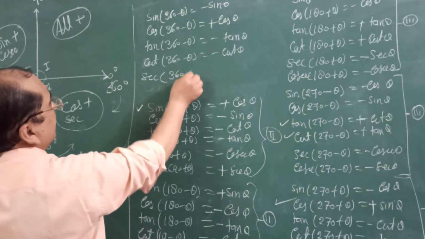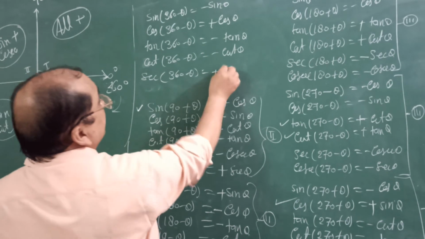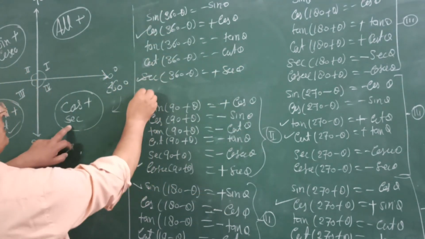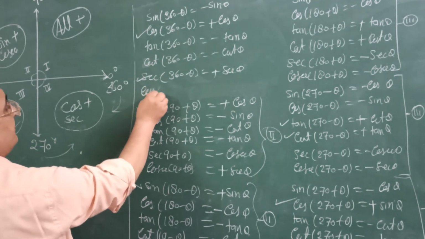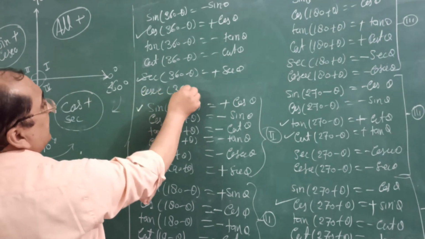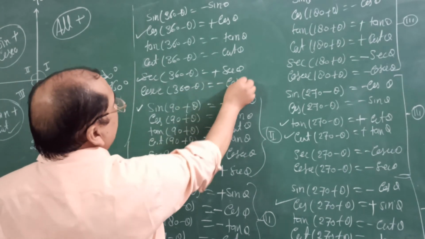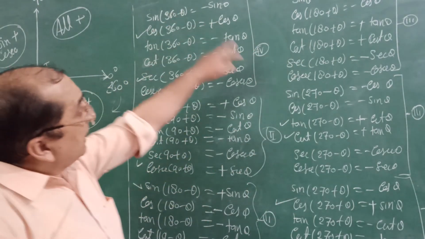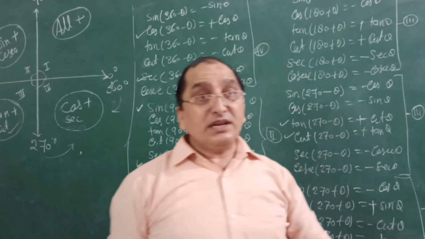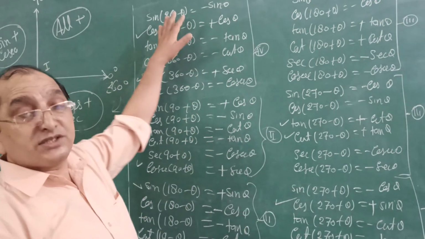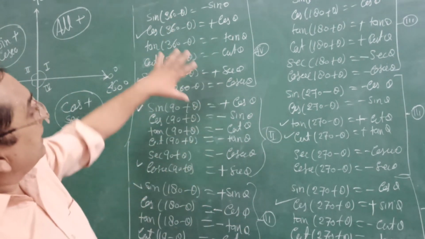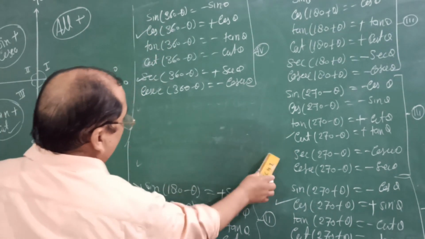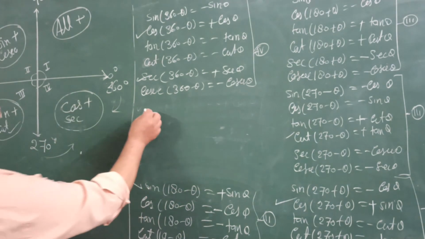Sec 360 minus theta equal to plus sec theta, because in the fourth quadrant cos and sec are positive, and cosec 360 minus theta equal to minus cosec theta will come. This is also the fourth quadrant. Now see, the fourth quadrant came 2 times. Only one is left, and the first quadrant which I have read before. What is 360 plus theta?